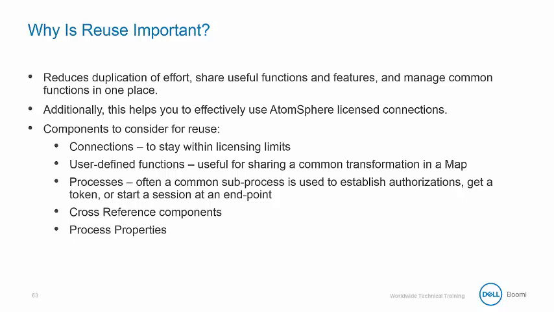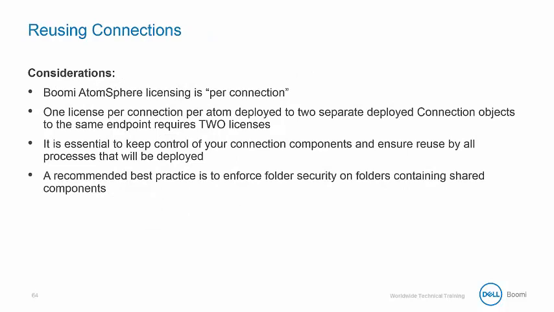Additionally, you must reuse connections to effectively use your Atomsphere licenses. Some components to consider for reuse include connections, user-defined functions, processes, cross-reference components, and process properties. Boomi Atomsphere licensing is per connection. One license per connection per atom deployed, so two separate deployed connection objects to the same endpoint requires 2 licenses. So it's essential to keep control of your connection components and ensure reuse by all processes that will be deployed.